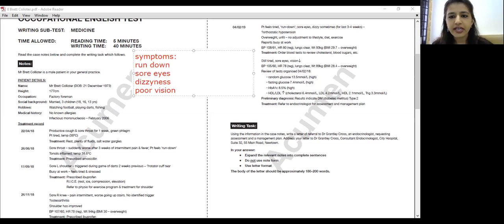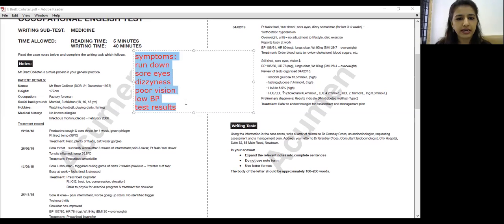So these are straight away the subjective complaints that I have, subjective findings that I have. Then the objective finding that I have is low blood pressure. Okay, and then I have test results. BMI test results to prove that this is diabetes. So this will be the most important thing that I have to mention. So when I'm trying to organize my information, again, this is what is important for me to highlight.